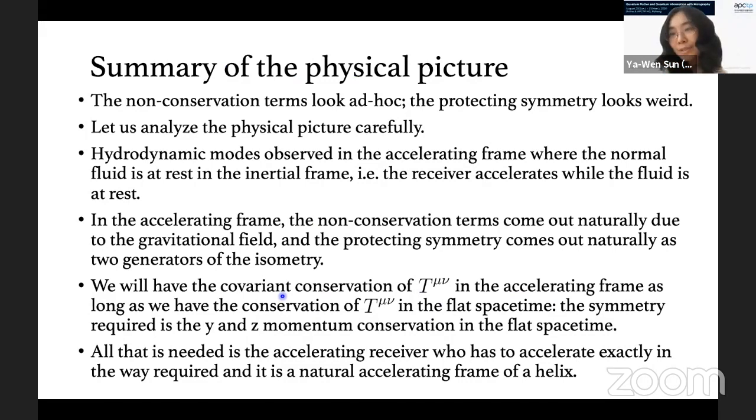We have some extra terms which change these topologically trivial gapless modes into topologically non-trivial gapless modes, but with the protection of certain symmetry. And we found that these extra terms could in fact come from a coordinate transformation from an inertial reference frame to a special non-inertial reference frame observed by an accelerating observer moving in a helix.